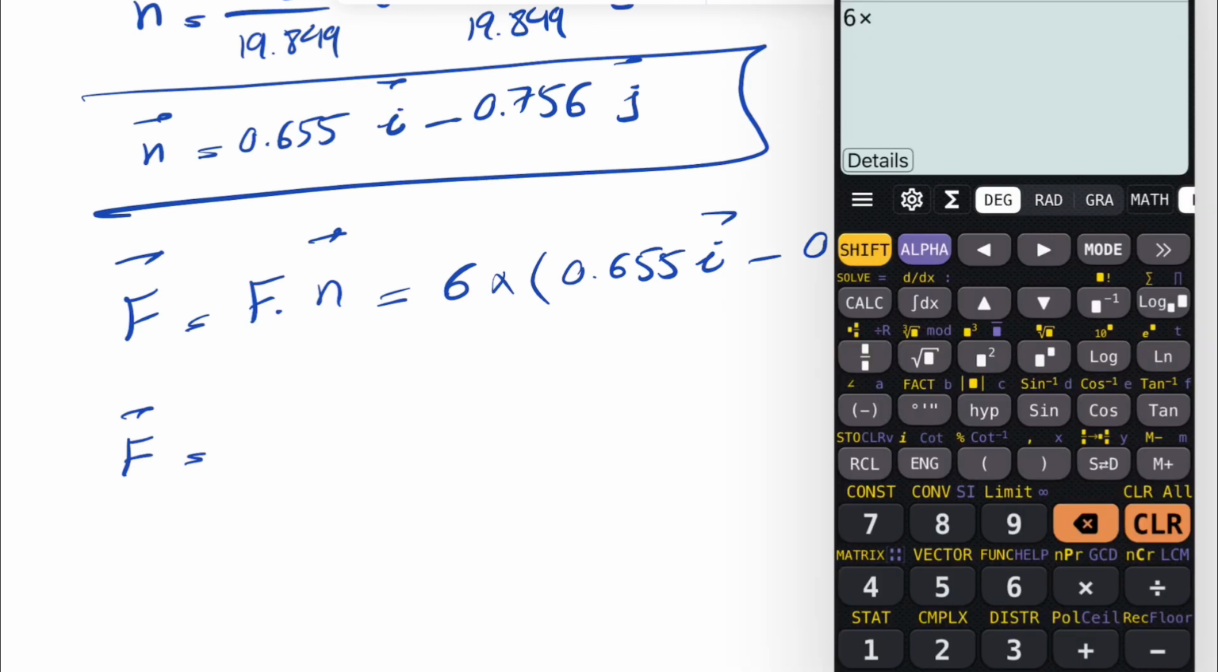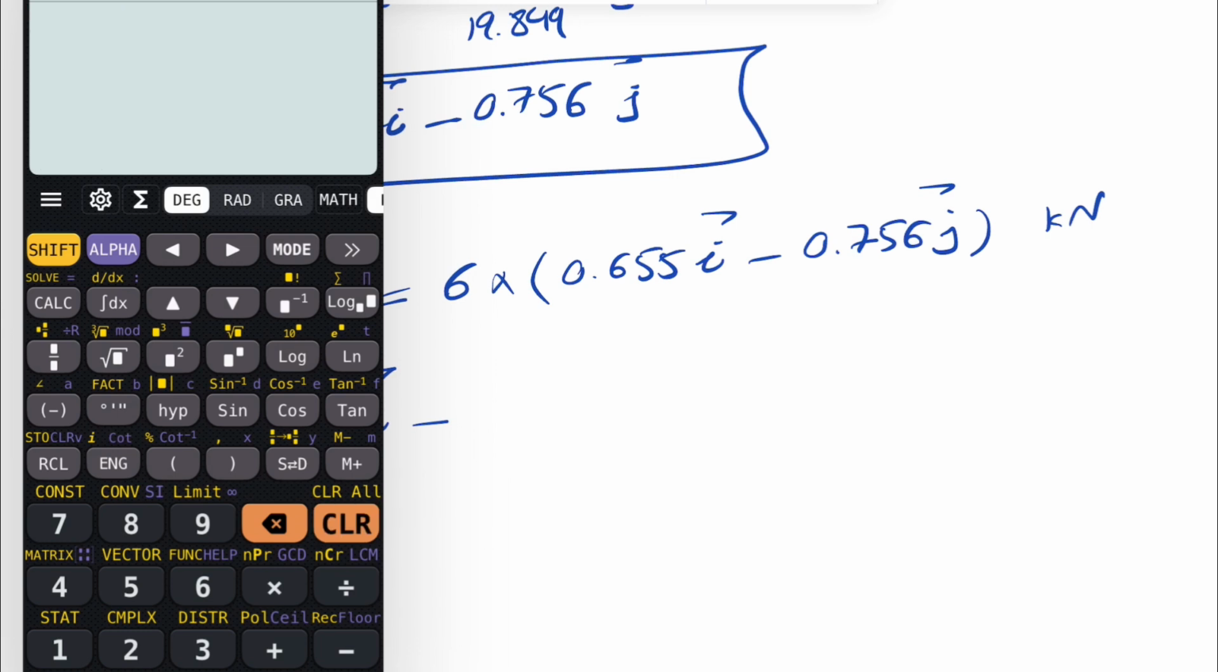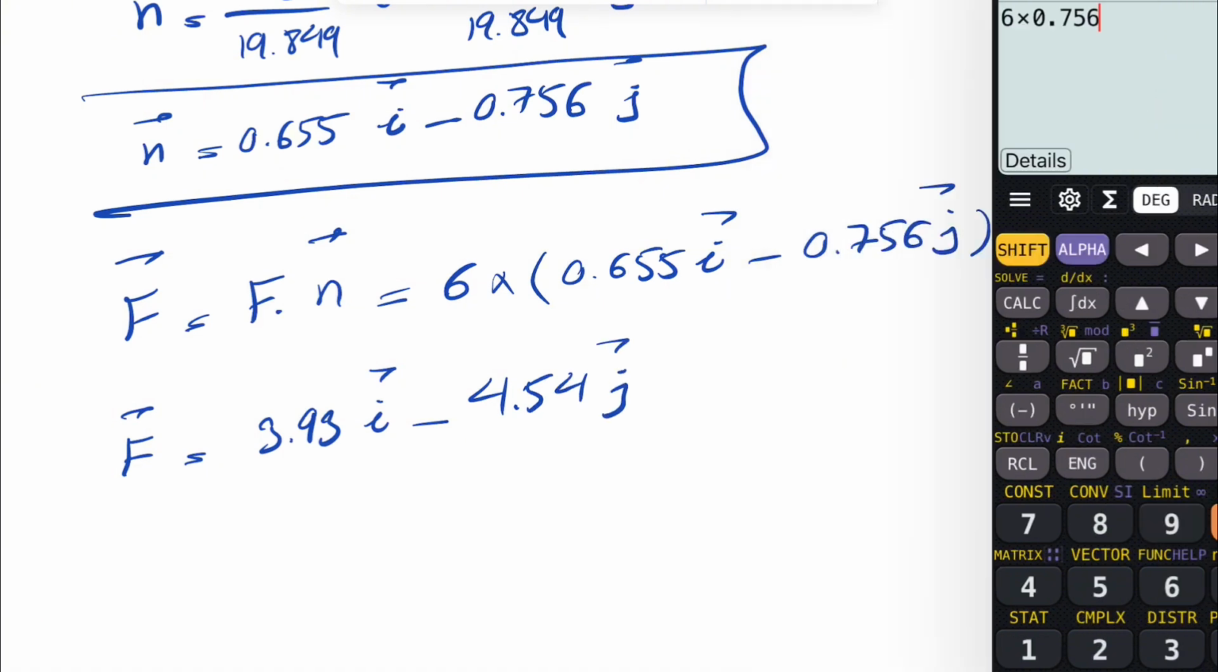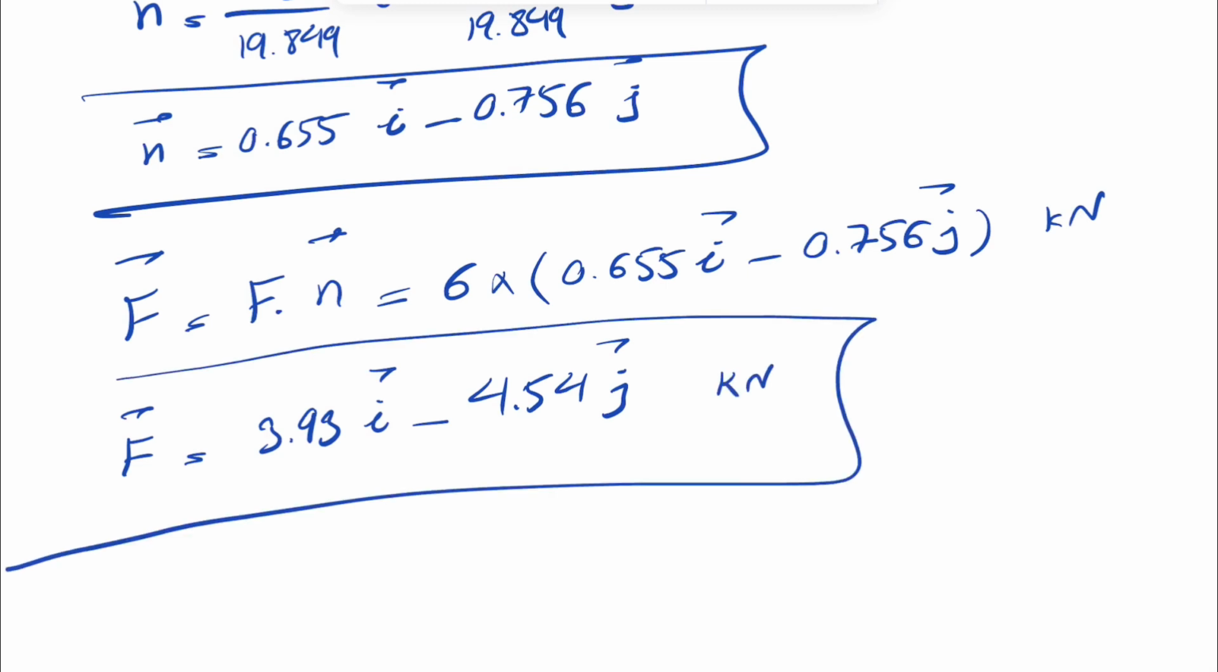So 6 times 0.655, that's gonna be 3.93i, and for the y component, we're gonna have 6 times minus 0.756, which is minus 4.536. So minus 4.54j, and the unit in here is kilonewton. So yeah, this will be the x component of the force F, and minus 4.54 is going to be the y component. And that's pretty much everything for this question.